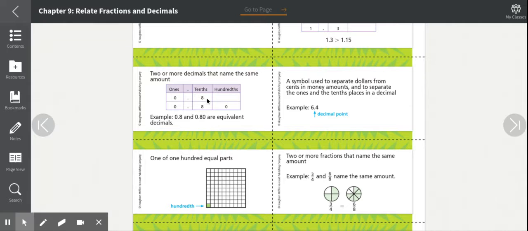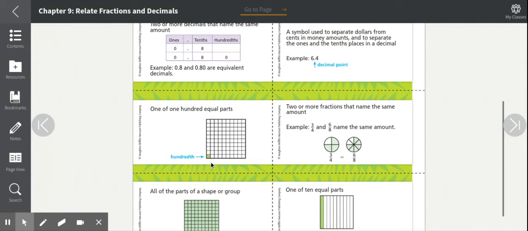And you can look here. You have 8 tenths, and then we have 80 hundredths, and we're going to talk about why they are equivalent throughout this chapter. So this is just to get our minds going with some of the new vocabulary. And then a decimal point is a symbol that's used to separate dollars from cents in money amounts, and to separate the ones and the tenths place in a decimal. Notice I said tenths place, not tens place, tenths, and we're going to talk about that.